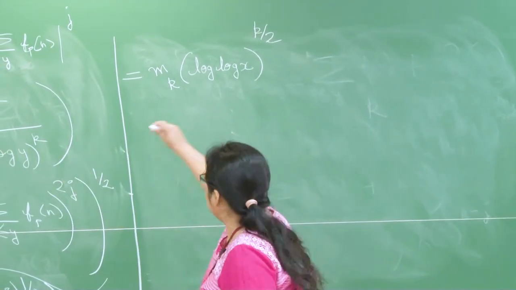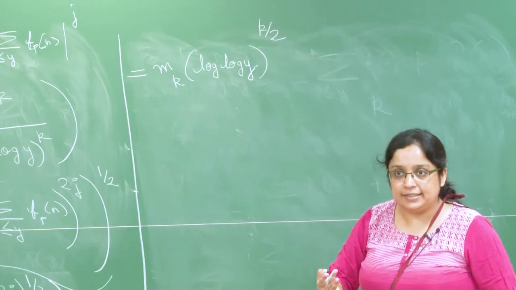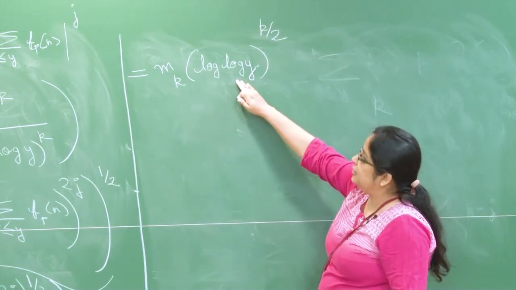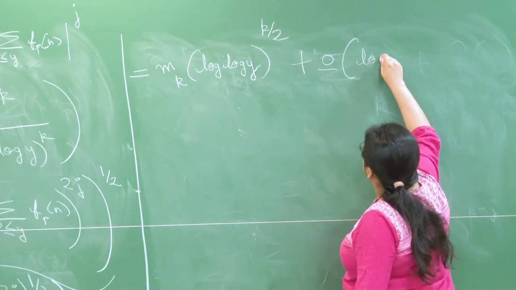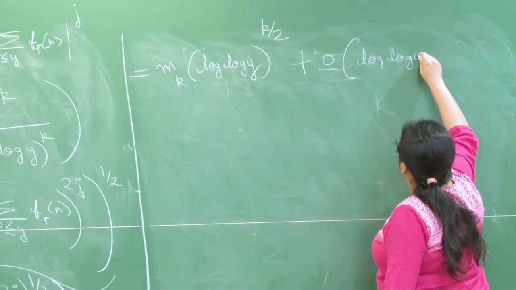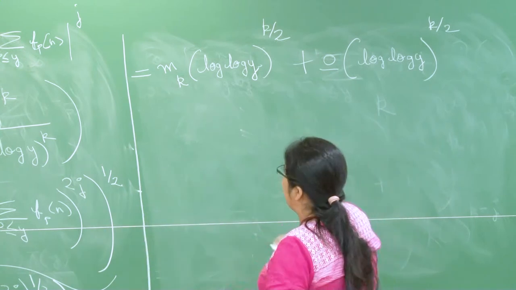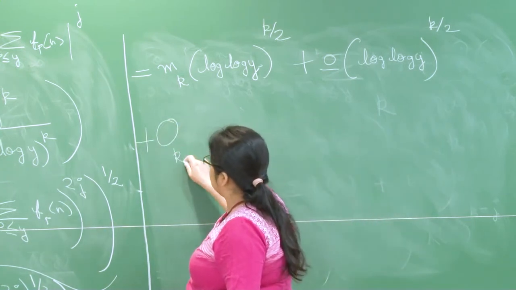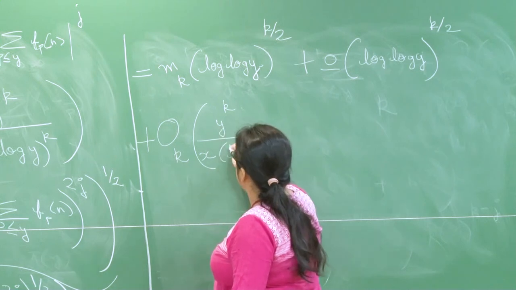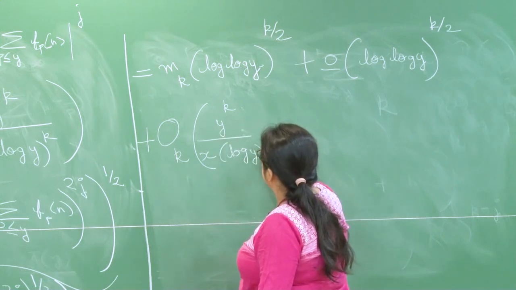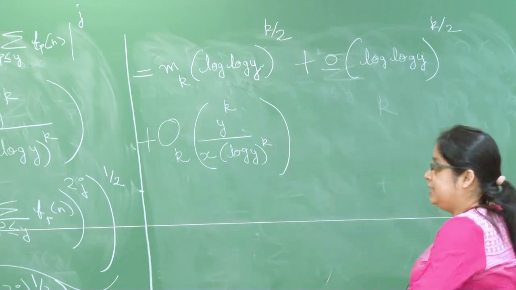Actually, you have sums of p up to y, so I should be taking y. This is crucial. Of course, later y itself is a function of x. So this will be some function of x, we will specify that, plus little o of log log y raised to the k by 2. Plus you have an error term y raised to the k over x times log y raised to the k. And then you have these sums here.